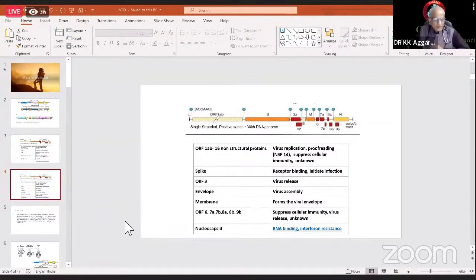So when the virus enters inside my body, it enters through two pathways. ACE2 pathway.